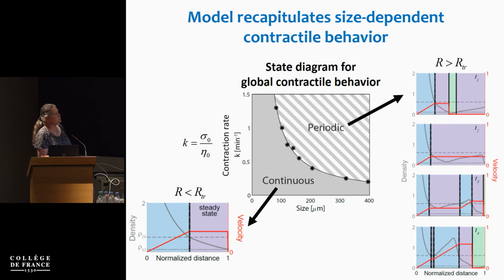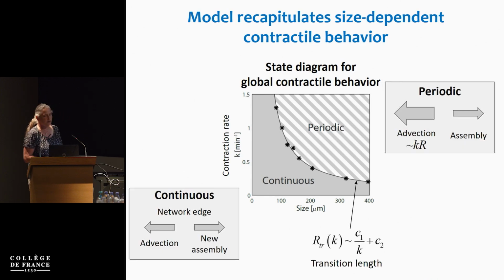In the periodic regime, you're not able to stabilize a steady state, and what you will get is these periodic waves of contraction where these boundaries between these different regions change dynamically in this periodic fashion to lead to the waves. And the intuition here is rather simple.